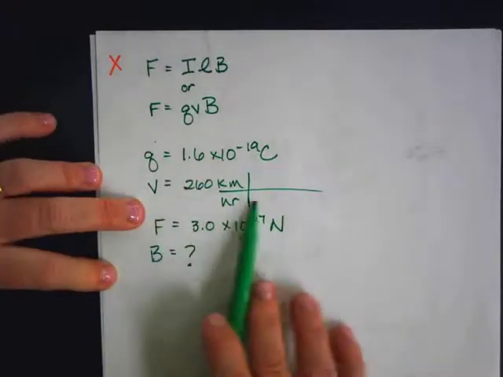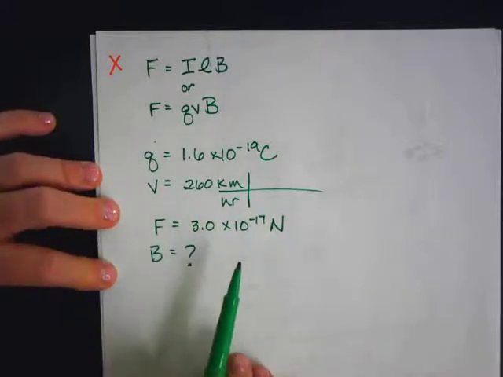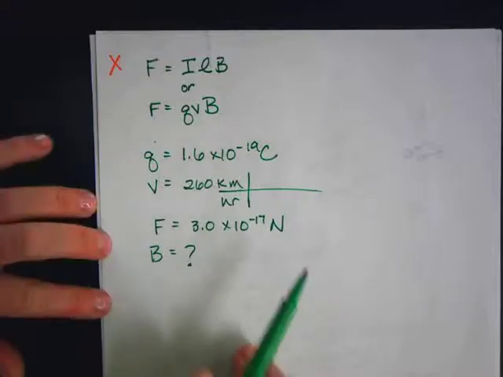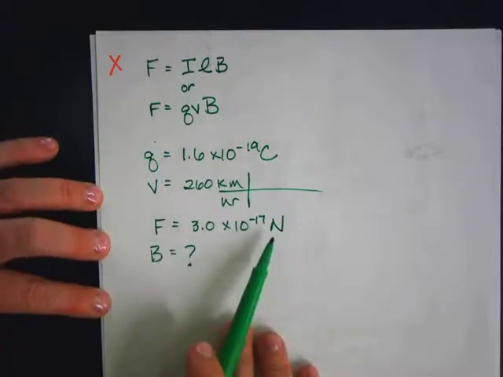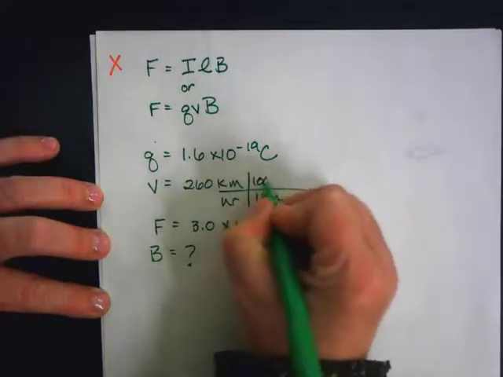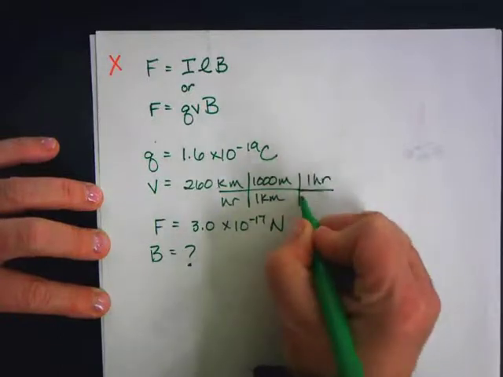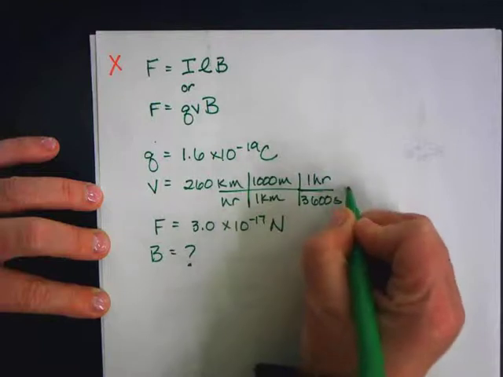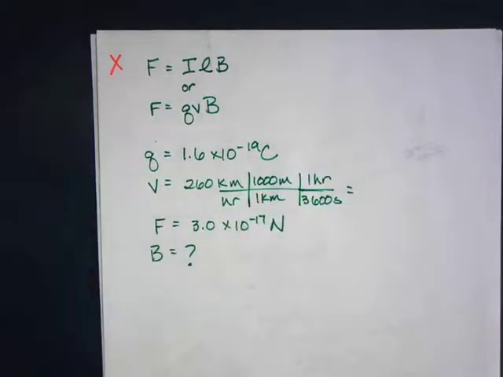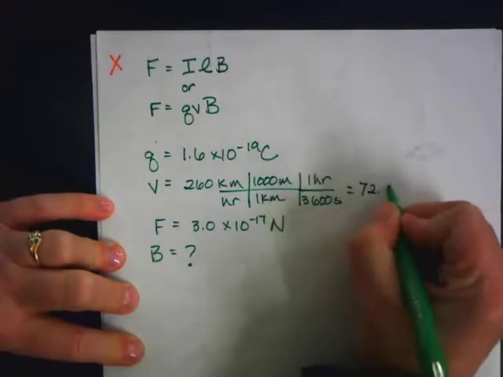So we're just going to solve for B using this. Notice that I started a little factor label thing over here. That's because all of these have to be in standard metric units. Coulombs are standard metric units, so that's good. Newtons are standard metric units. Okay? So there's 1,000 meters in 1 kilometer, and in 1 hour, 3,600 seconds. Do the math for that real quick. 72.2.